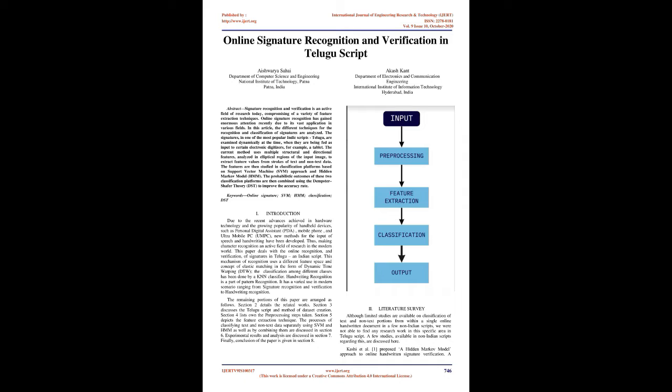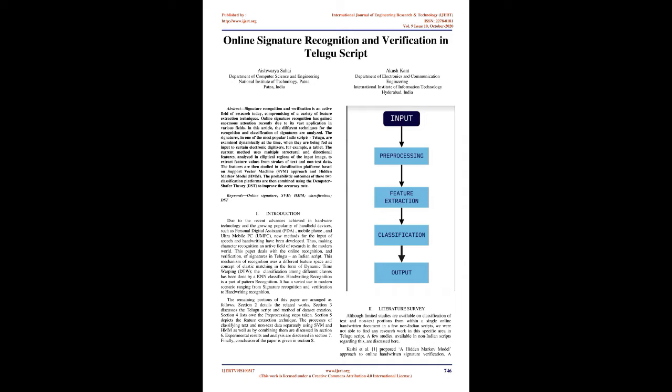This paper deals with the online recognition and verification of signatures in Telugu, an Indian script. This mechanism of recognition uses a different feature space and the concept of elastic matching in the form of dynamic time warping, DTW. The classification among different classes has been done by a KNN classifier. Handwriting recognition is a part of pattern recognition. It has varied use in the modern scenario, ranging from signature recognition and verification to handwriting recognition.